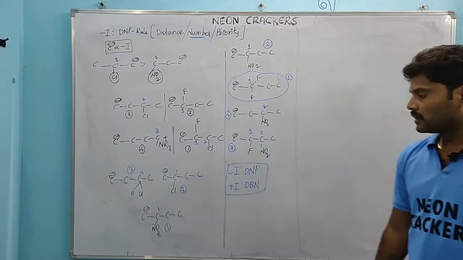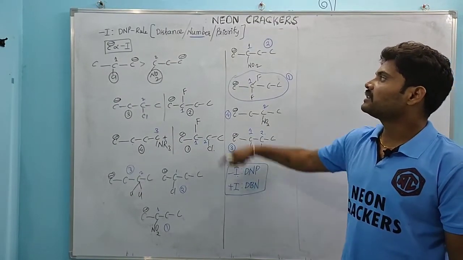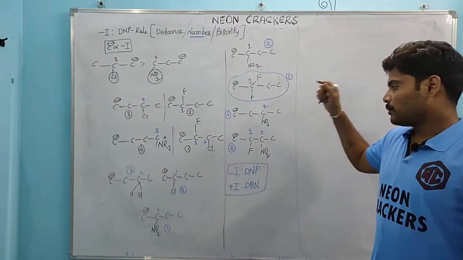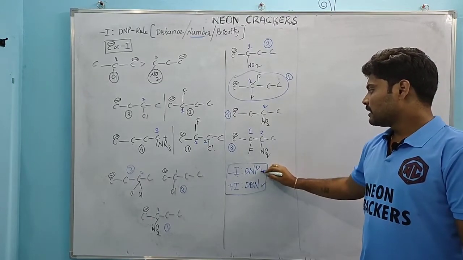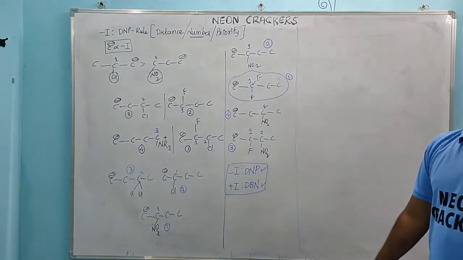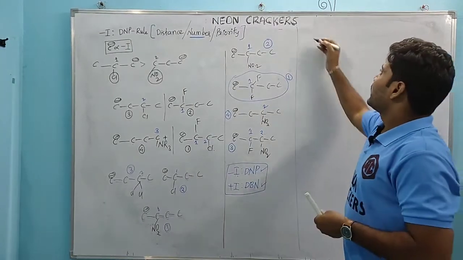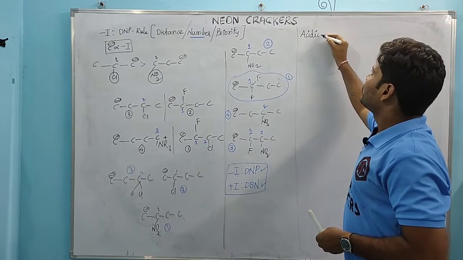So by using this plus I and minus I effect, you will be able to find the stability of intermediates, carbocations and carbanions. For carbocations, DBN. For carbanions, DNP rule. Next application is acidic nature.